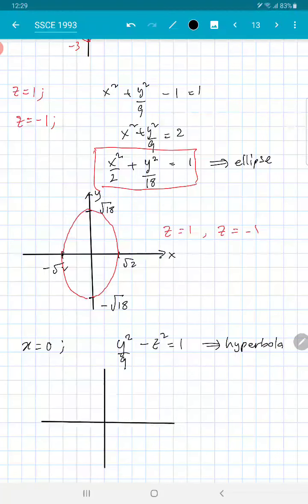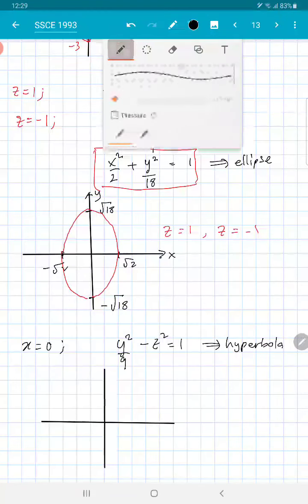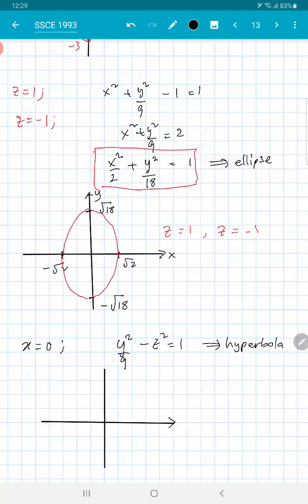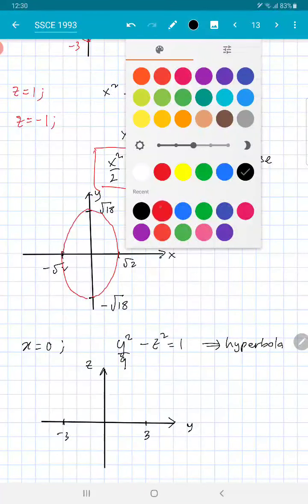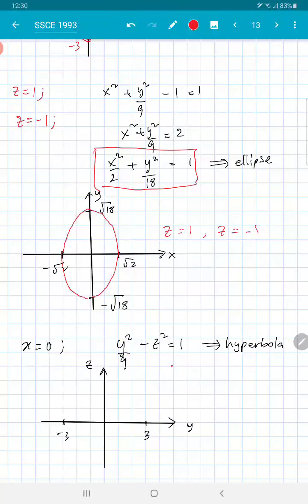Okay, because y is the one with a positive coefficient, 1 over 9 here. Here we have negative 1. So here we have y and z. So we have a hyperbola. It opens along the y-axis. So let's say that's a 3, and here we have a negative 3. So we have a hyperbola shaped like that, more or less.